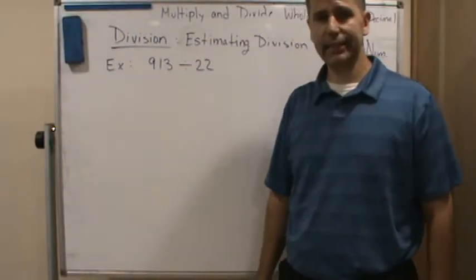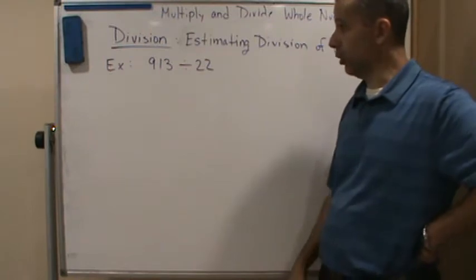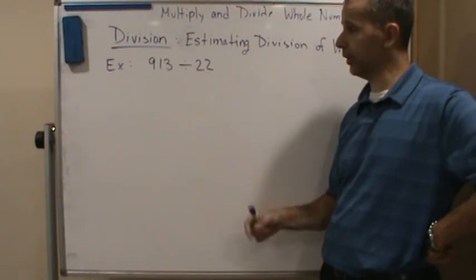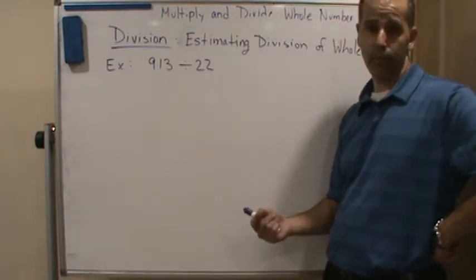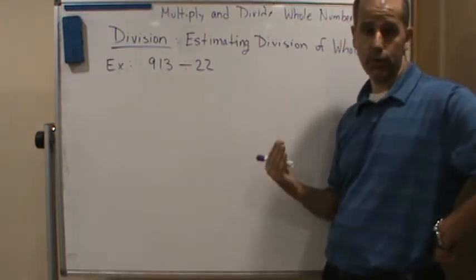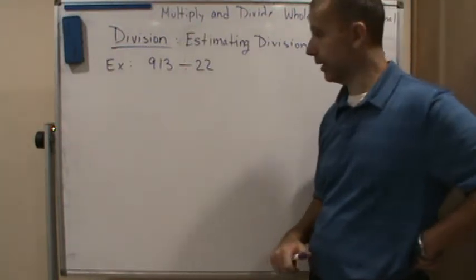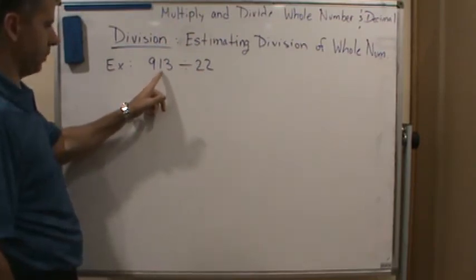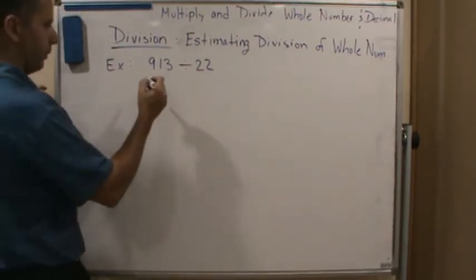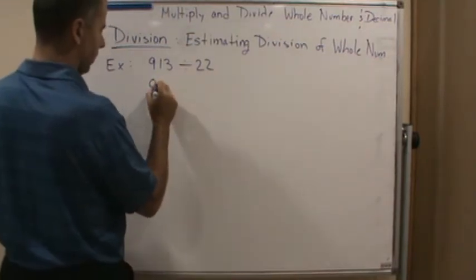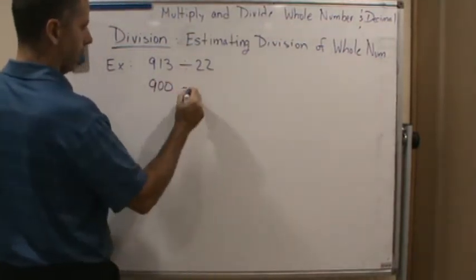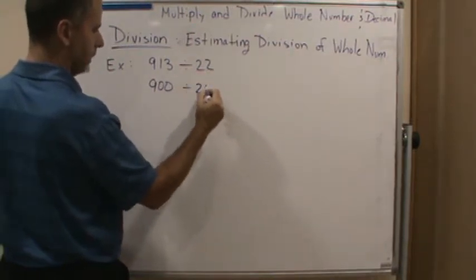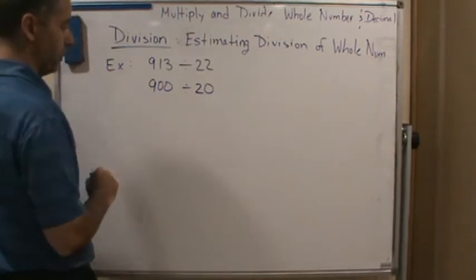Okay, so in this example here, we're going to show how to estimate division with whole numbers. So the first thing we're going to do is round these numbers to the first non-zero digit. For example, the first non-zero digit is 9, so we're going to use the 1. So this would be rounded to 900. And then this is 22, so that's going to be rounded to 20. And so now we're going to divide these two numbers.